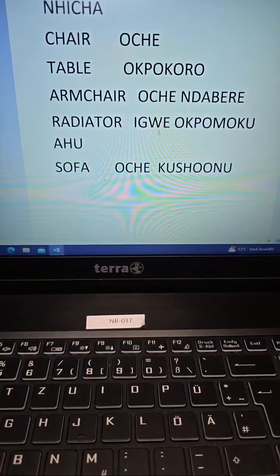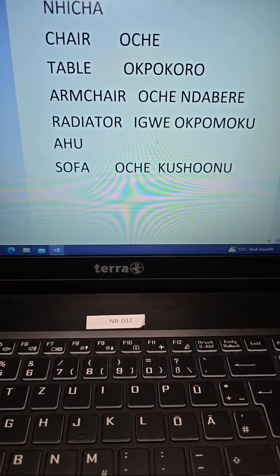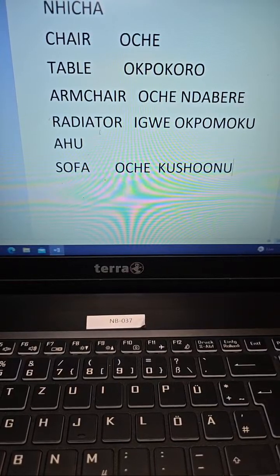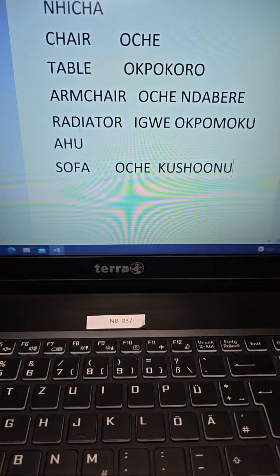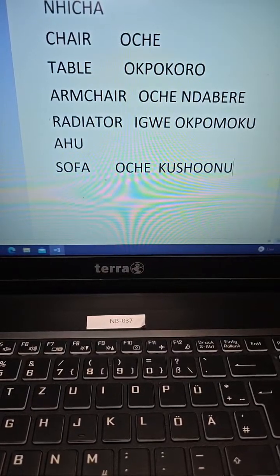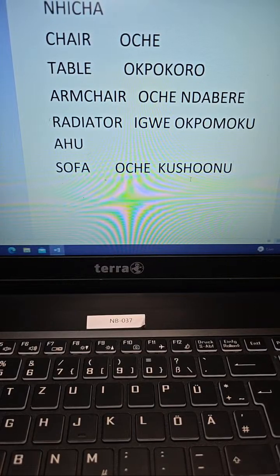Radiator, igwe okpomọkụ ahụ. Something like the heater. The heater is the radiator. Igwe okpomọkụ ahụ. Sofa. Oche, cushion.